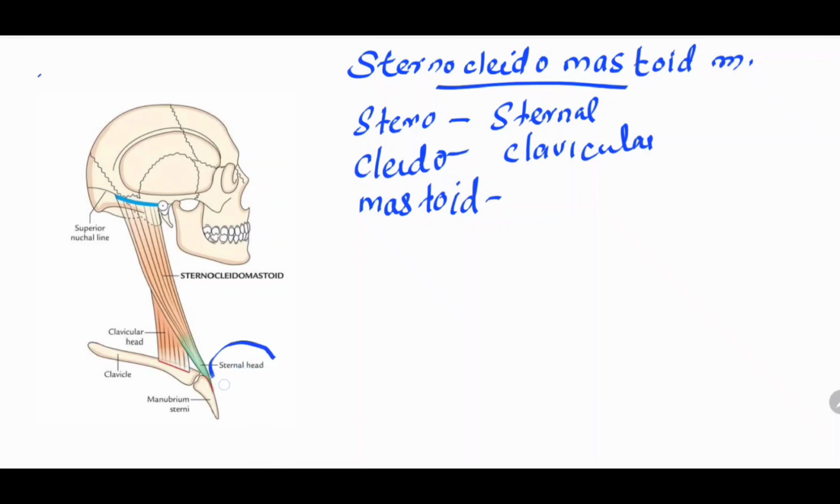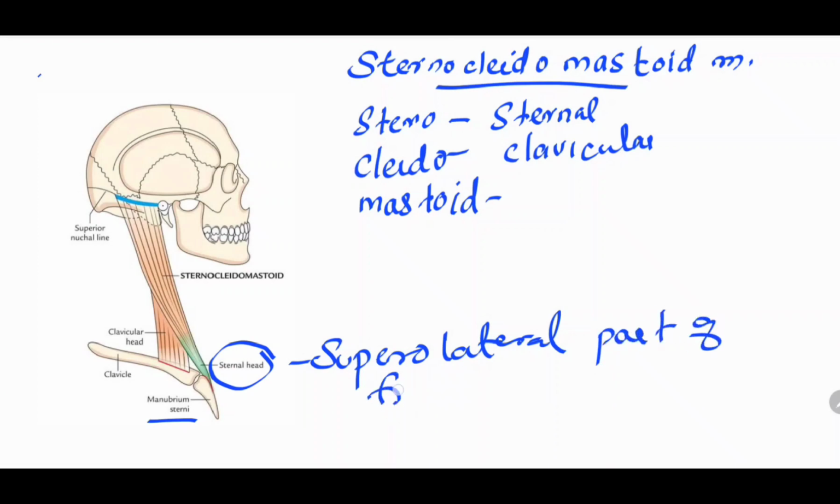This particular sternal head arises from the superolateral part of the anterior aspect of the manubrium sterni. So we are seeing the manubrium sterni. The sternal head arises from the superolateral part of the front of the manubrium sterni. And it has got a clavicular head here.